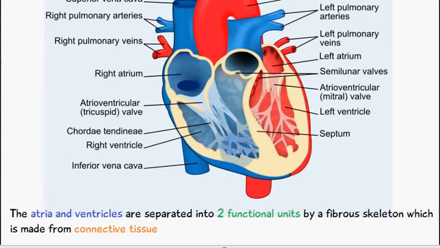So the pressure in the ventricles is going to get very high and force these valves open, and then blood's going to go into the pulmonary arteries. But when the pressure here is higher than the pressure in the ventricles, these valves are going to snap shut.